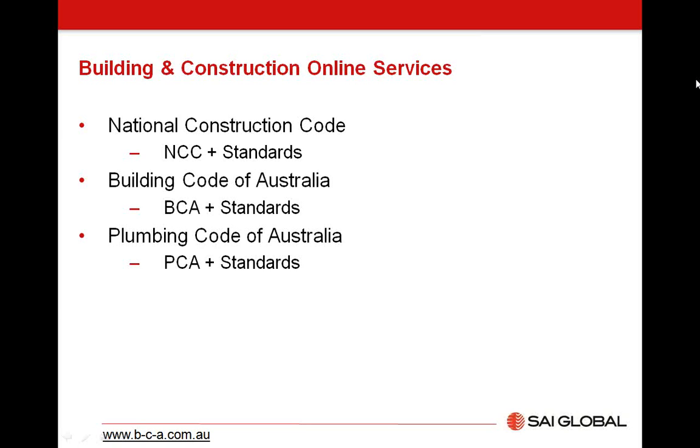The BCA plus Standards service is in fact one of a family of 3 services. We also have the National Construction Code plus Standards and the Plumbing Code of Australia plus Standards. The National Construction Code is comprised of volumes 1 and 2, as we've indicated in the BCA plus Standards, but also volume 3, otherwise known as the Plumbing Code of Australia, so that you can see that each of these services is relevant to a different type of builder and can be made available as and when required.